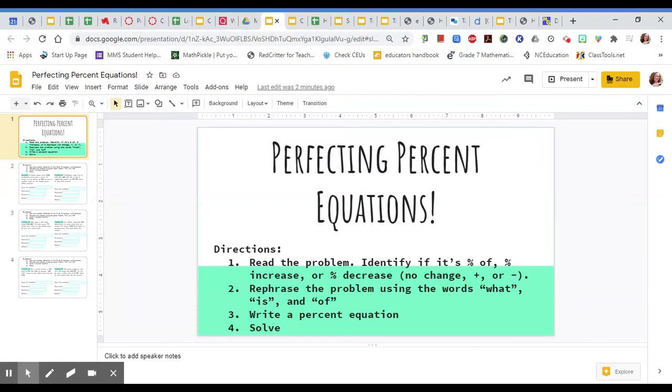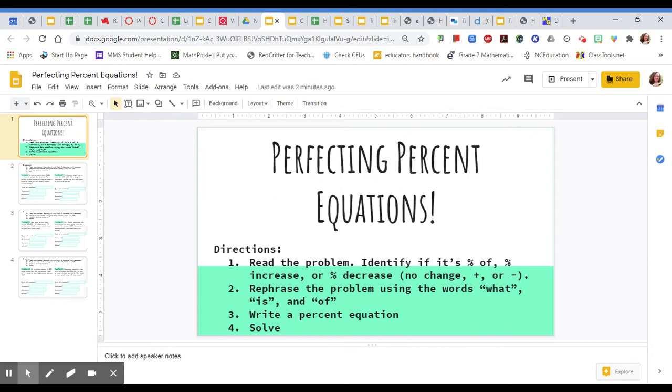This video will help you complete the Perfecting Percent Equations classwork today. The directions state for step 1, you're going to read the problem. Then you will identify if it's a percent of, a percent increase, or a percent decrease. When it's a percent of, there will be no change to your percent amount. If it's a percent increase, we add the percent to 100. When it's a percent decrease, we subtract from 100.